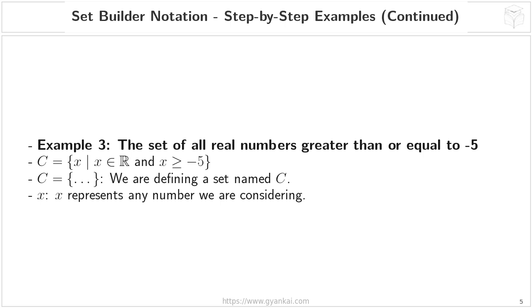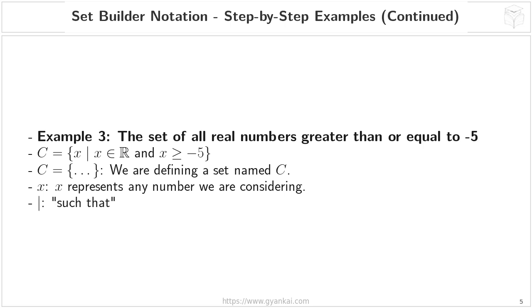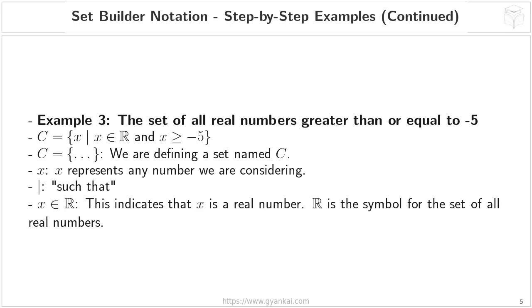Next, we have x. Remember, x is our placeholder. It represents any number we're considering as a potential member of this set. Then comes the vertical bar, which we read as "such that." It's the key that separates the element, x, from the condition it must meet. Now this is where it gets slightly different. We have x is an element of the set of real numbers. In mathematical notation, this is written as x belongs to the capital R. The capital R represents the set of all real numbers.